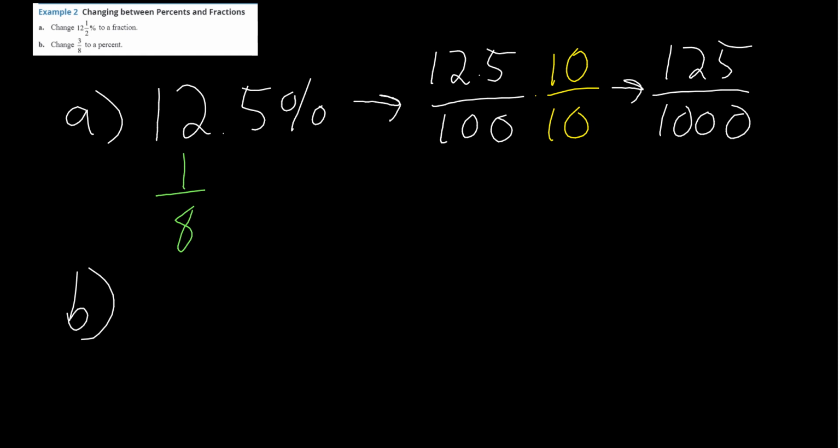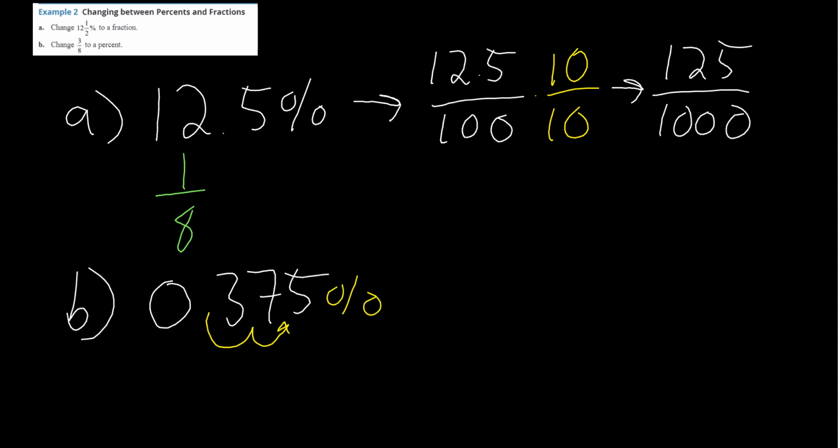Okay. B, change 3/8 to a percent. So what we're going to do is take 3/8. If I put that into my calculator, it would be 0.375. And I want to change it to a percent, so I'm going to take this and go to the right 2 units and add a percent. So this would be 37.5%.